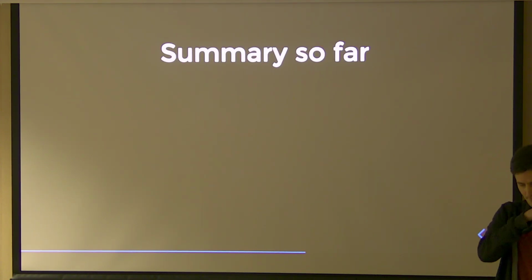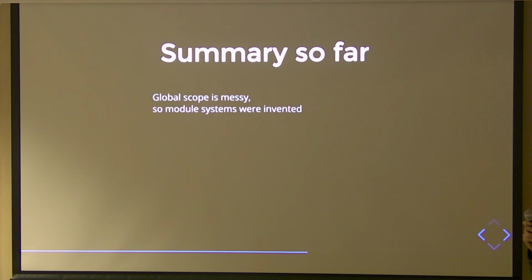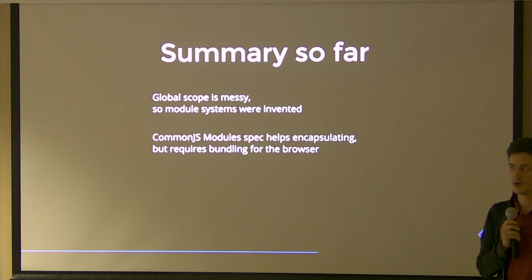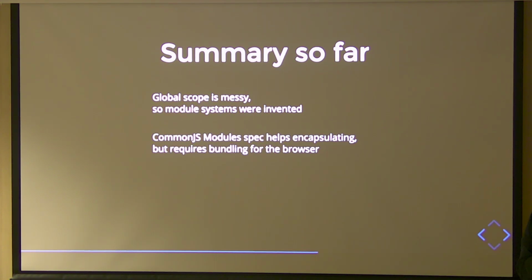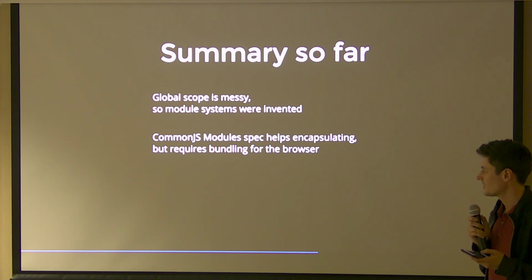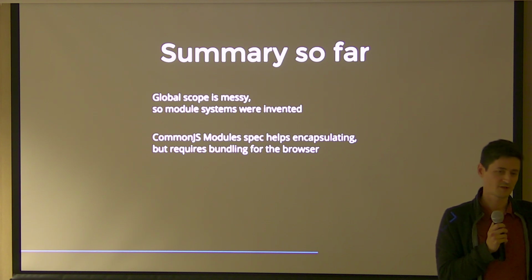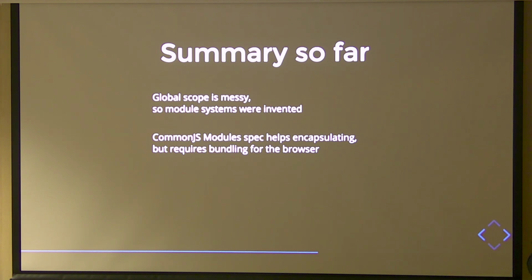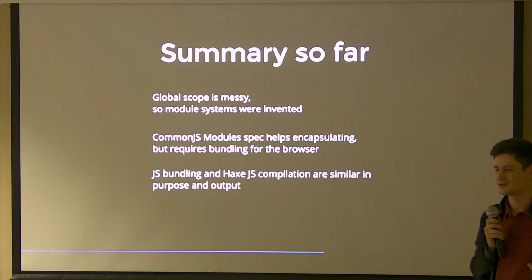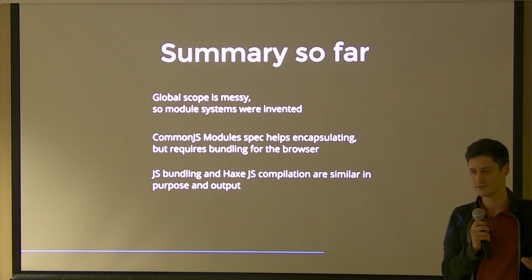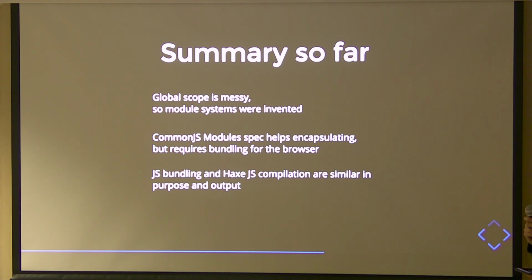So, global scope is messy, so the module systems were invented. For that, we need to bundle them, and the CommonJS module spec allows us to do that automatically and formally, and we need some transformations for the browser. And this transformation is pretty much the same thing as what the Haxe compiler does. We're doing bundling of Haxe code.